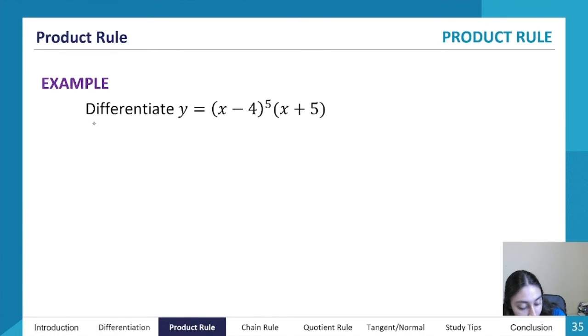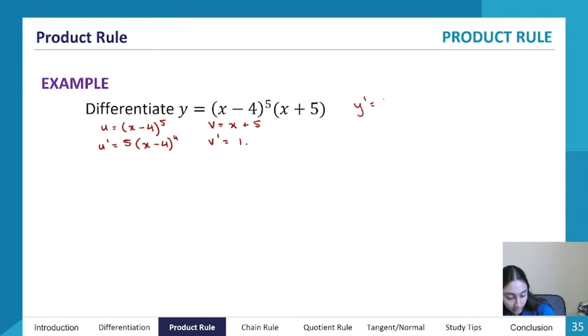Okay, so, oops, why does that keep happening? U is equal to x minus 4 to the power of 5. So u dash, using our chain rule, will be 5 times x minus 4 to the power of 4. And then f dash of x inside the function is just 1, so we don't need to times anything else. Our v will be equal to x plus 5. Our v dash will be equal to 1. So keeping in mind that y dash is equal to u dash v plus v dash u.